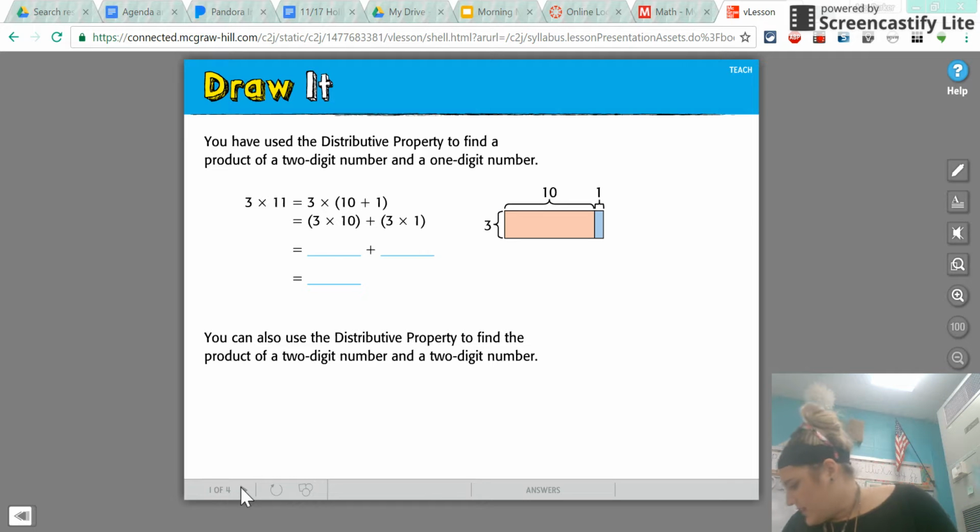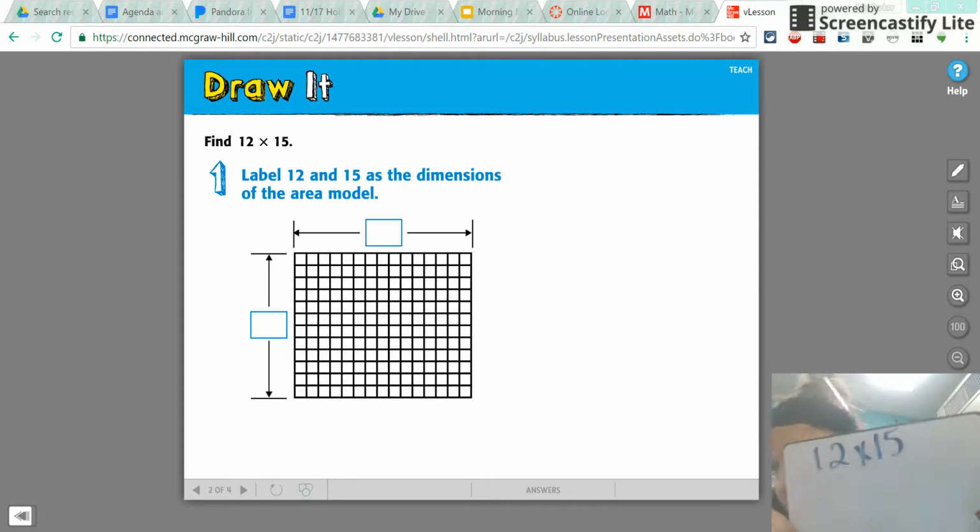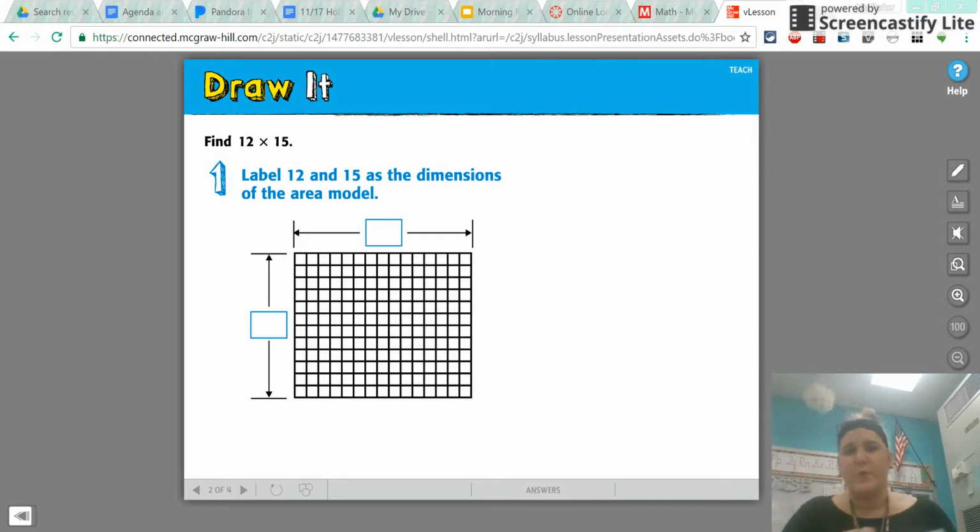So on that first step, it says draw it, okay? And your book should look like this. And this is where it might come in handy. So it says they want you to find 12 times 15, both 2-digit by 2-digit numbers. 12 times 15, okay? And they've got an area model for you.